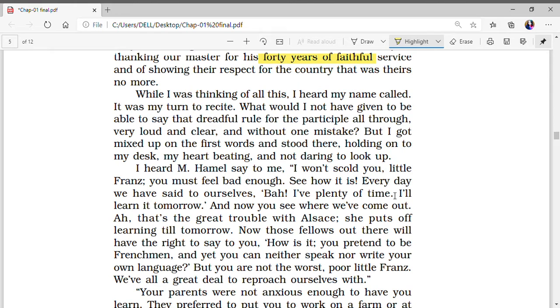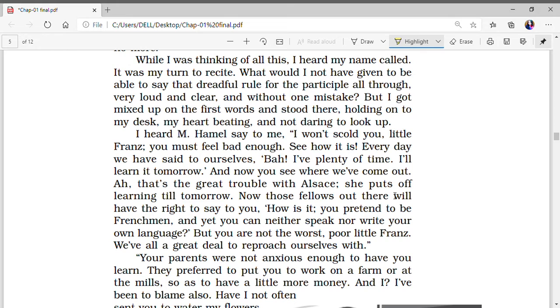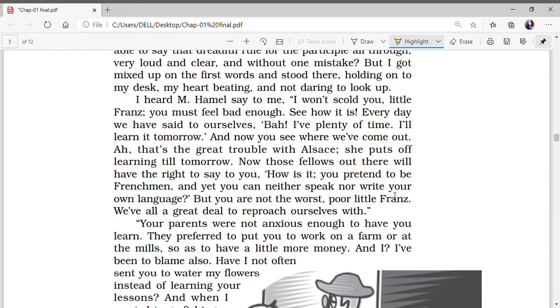But I got mixed up on the first words. He couldn't even read the first lines properly. First words even he couldn't recite properly, and stood there holding on to my desk, my heart beating and not daring to look up. So he's so embarrassed, okay? He is altogether so embarrassed that his heart is pounding and he is just unable to look up. He doesn't even want to face anybody because he knows that he is mistaken on his part and he is embarrassed. I heard M.